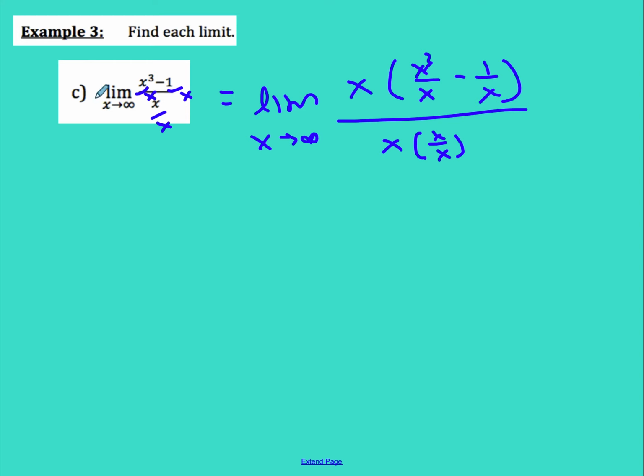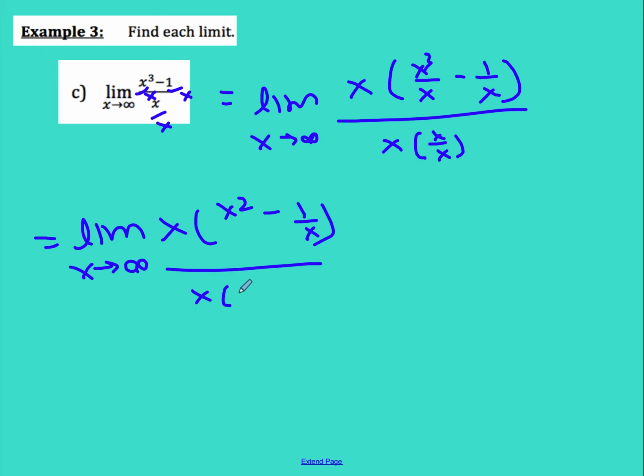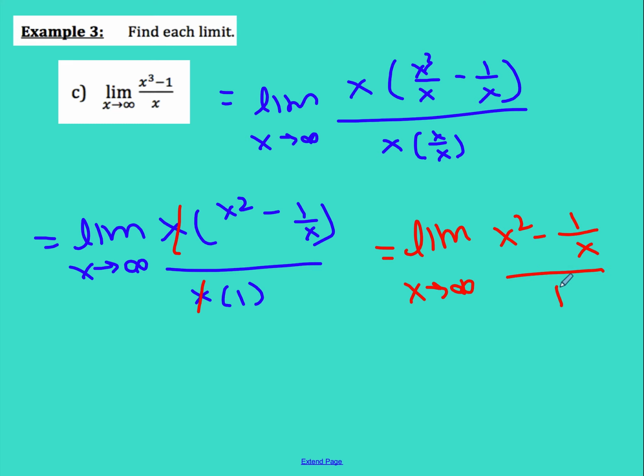And then I'm just going to simplify because it kind of got a little crowded here. So we got our limit as x approaches infinity. We would have x squared minus 1 over x all over x times 1. And if you guys aren't sure if you did it right, you can always redistribute what you are factoring out, and it should go back to what we started with. Then from here, my x's would cancel. So I'm left with the limit as x approaches infinity, x squared minus 1 over x all over 1.